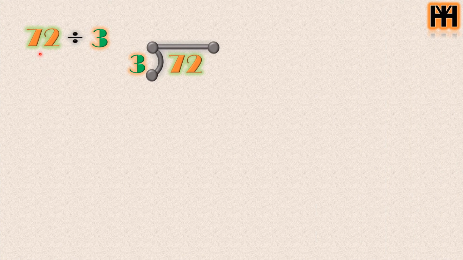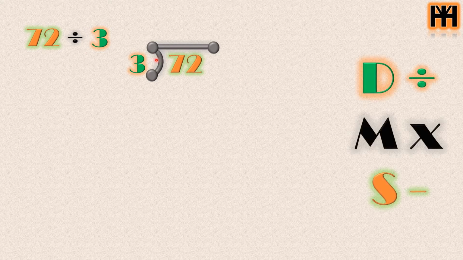Okay, let's say we have 72 divided by 3. So 72 will be here and the 3 will be here. And again, we will start. How many 3's are in the 7? 3, 6, so 2 3's are in the 7. So you write 2. Then we will go to the multiplication. 2 times 3 is 6, and subtract them. 7 minus 6, the result will be 1.